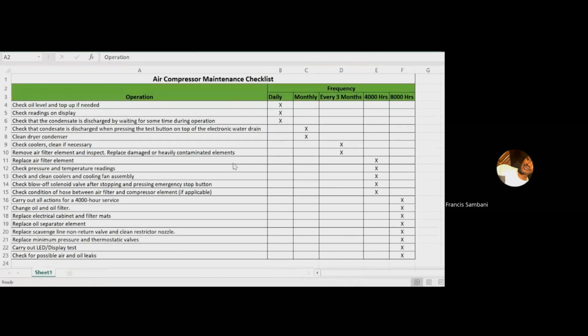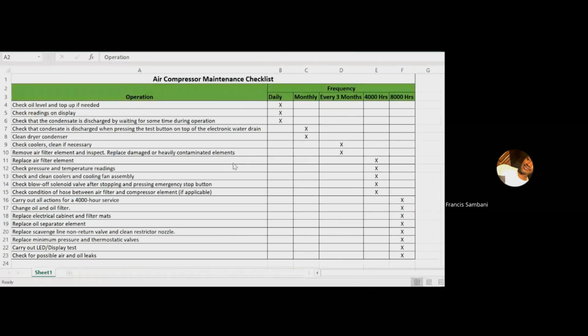And also you check the readings on the display, check the temperature. Is it within the optimum operation range? Or check the pressure dew point. Is it good? Typically, it would be around 3 degrees Celsius, but for our plant, we run it at less than 5 degrees Celsius.